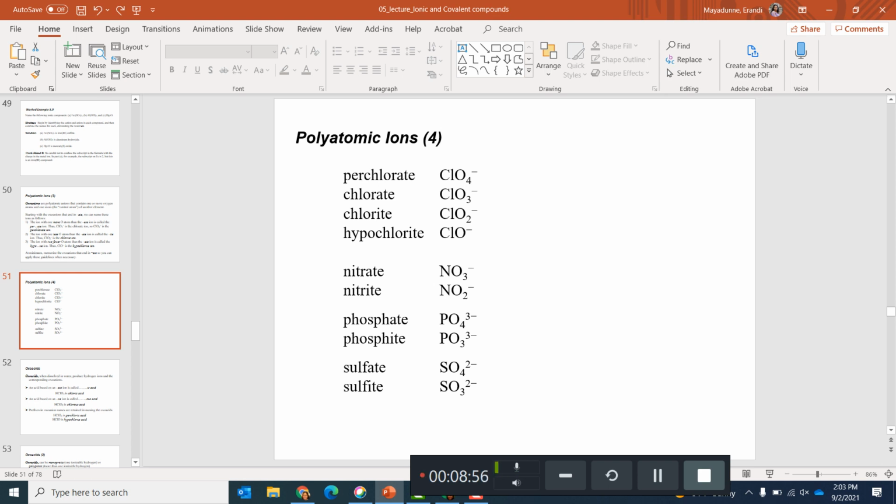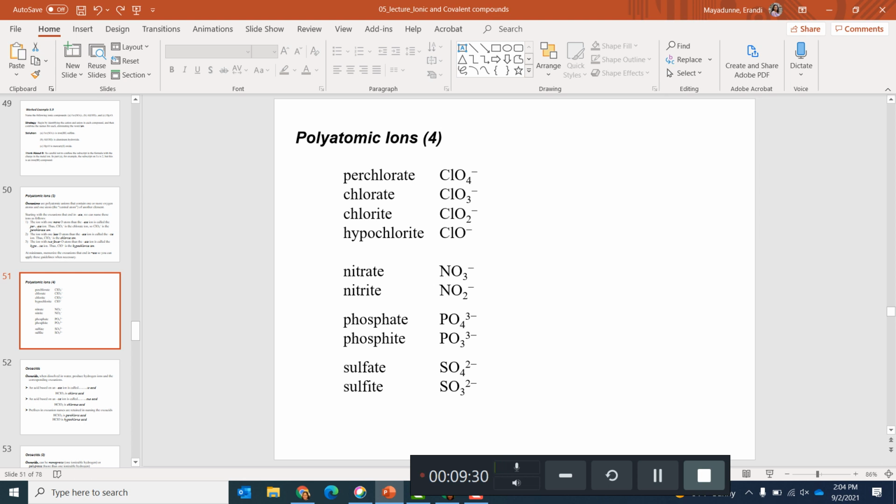NO2 minus nitrite, NO3 minus nitrate, always the higher number of oxygen ends with ate, less number of oxygen ends with ite, because you see this is 2, this is 3. So phosphite, phosphate, sulfite, sulfate. But here this is a different scenario. Chlorite, chlorate. If you have more than that, we call perchlorate. If you have less than this, we call hypochlorite. So that's how you name it.